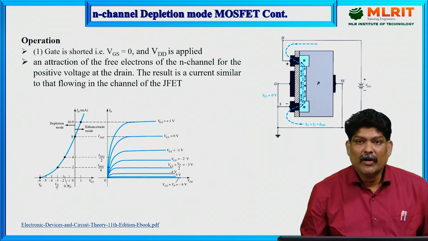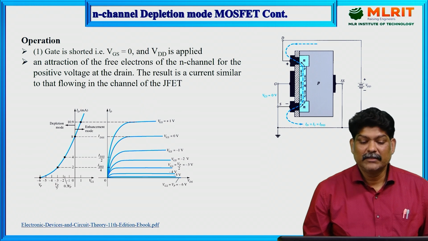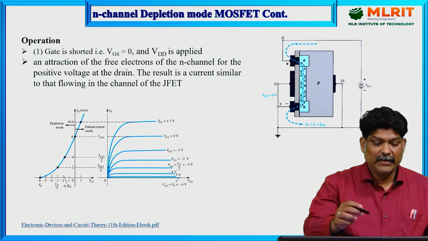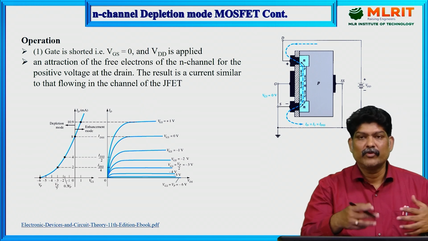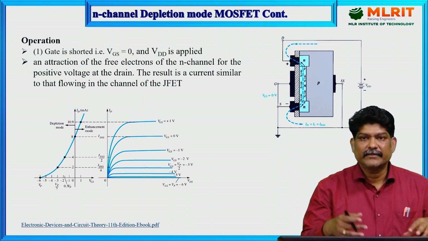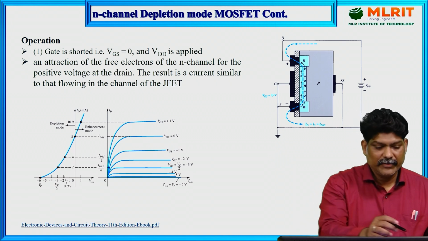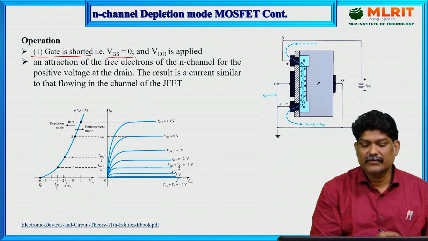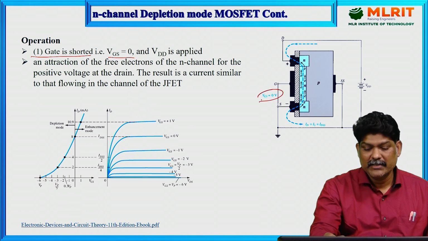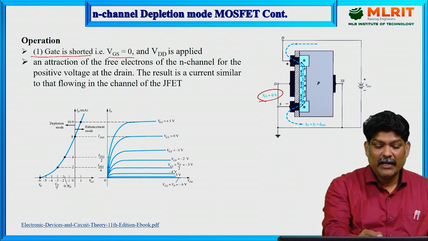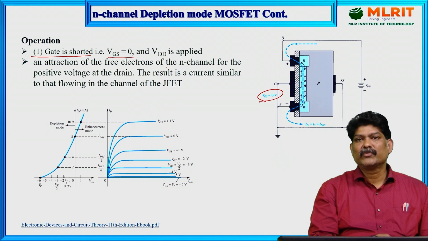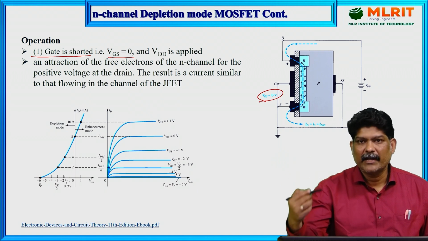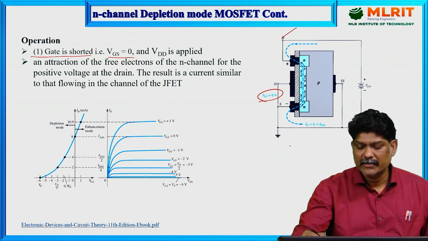So coming to the operation of N-channel depletion mode MOSFET. N-channel depletion mode means the carriers will be reduced. So here when gate is shorted, VGS is equal to 0. The gate to source voltage is 0 volts, and some positive voltage we have applied across the drain and source. So this is drain and source.